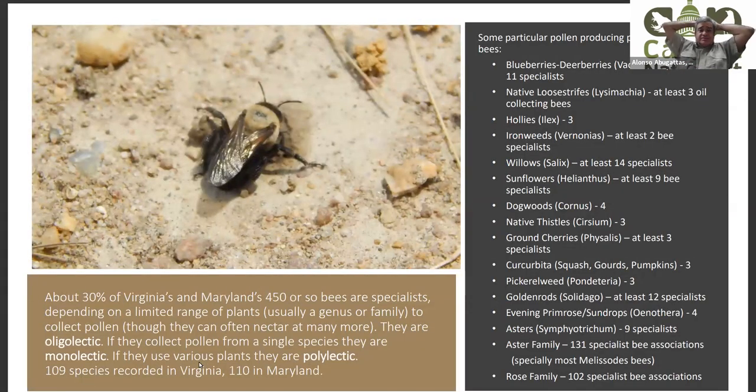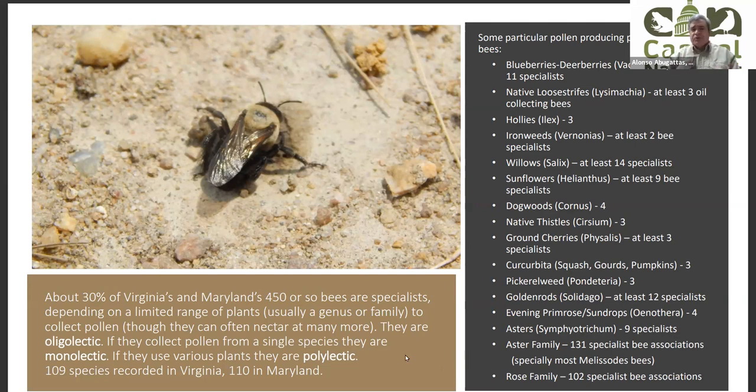Let me go into something else that a lot of people miss. We have here in Virginia and Maryland about 450 or so species of bees. Of these, many are specialists. Depending on who you listen to, about 30% of the 450 or so species we have here. By the way, there are about 20,000 species worldwide, but let's just say 450 in Virginia or Maryland. They're specialists, meaning they need certain species of plants or flowers, or they cannot exist.